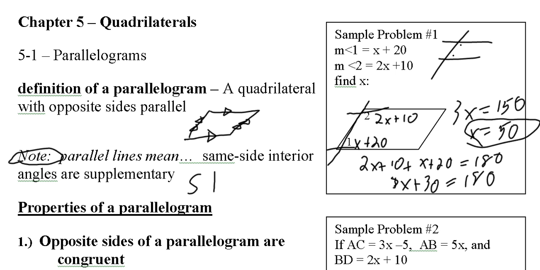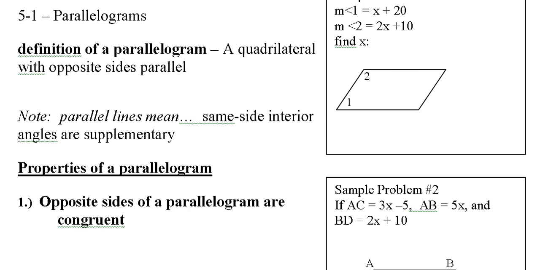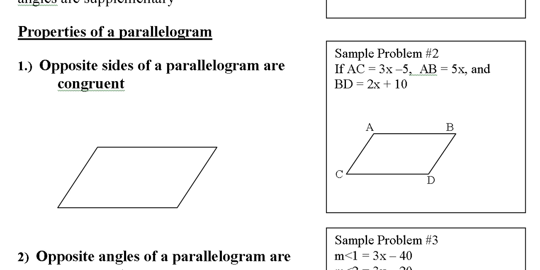Okay, now our properties of parallelograms. Property number 1 says opposite sides of a parallelogram are congruent. Now we could do a proof of this by drawing a diagonal and proving that we had two congruent triangles, which we'll actually talk about later. But opposite sides of a parallelogram are congruent, which means this side and this side are not only parallel, but they're the same length. And these two sides are the same length.